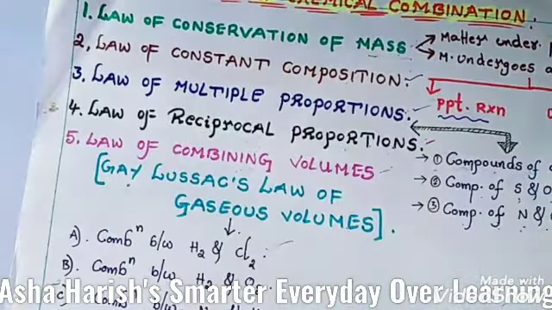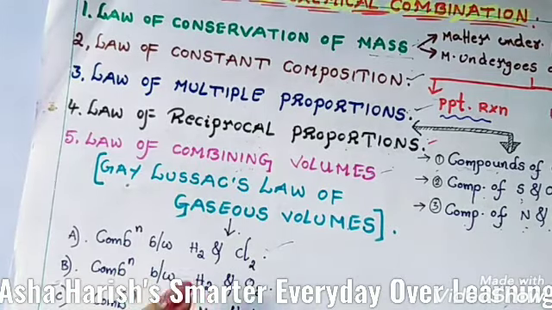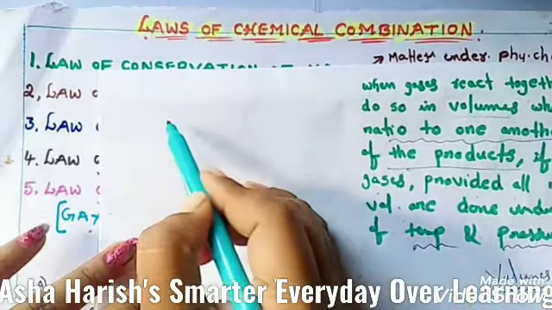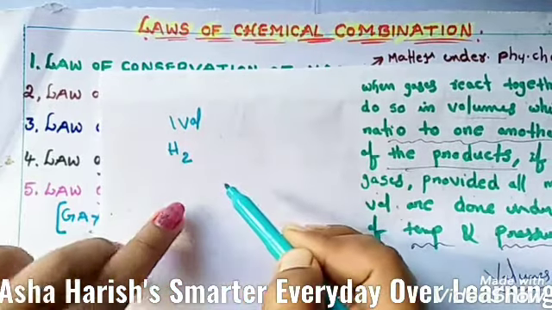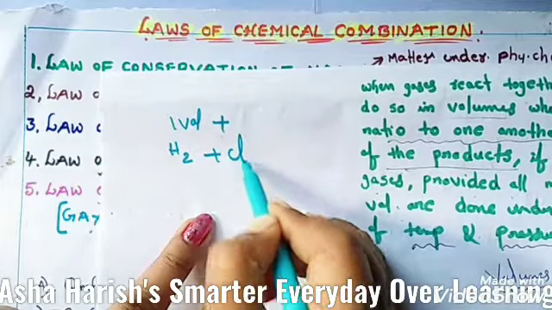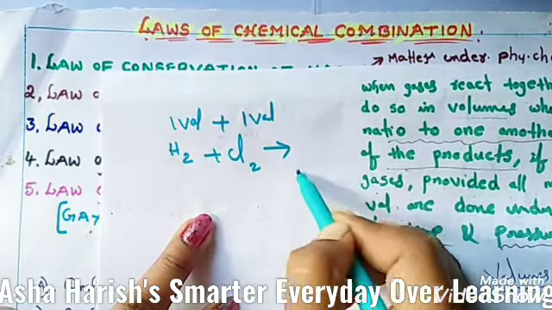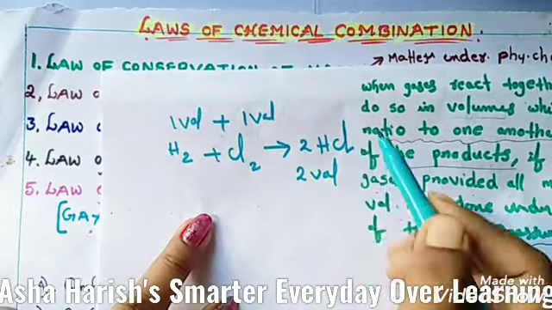Let's see now. The first one is the combination between hydrogen and chlorine. In this case, one volume of hydrogen and one volume of chlorine combine to form 2 volumes of hydrogen chloride.